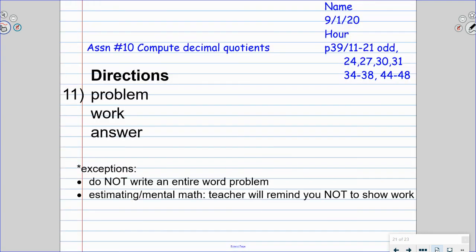So that's what I have, ladies and gents. Once again, you're now beginning your assignment number 10. Please don't forget, you should be writing all directions, and then write the problem, work, and answer. Circle your answer if you could, please. And reminder that when it's a word problem, you do not need to write the entire word problem. You don't need to write 2 sentences, 3 sentences. Just go straight to the work and the answer. A reminder that if you're ever asked to do mental math, skip the work. You're going to write the problem and the answer.